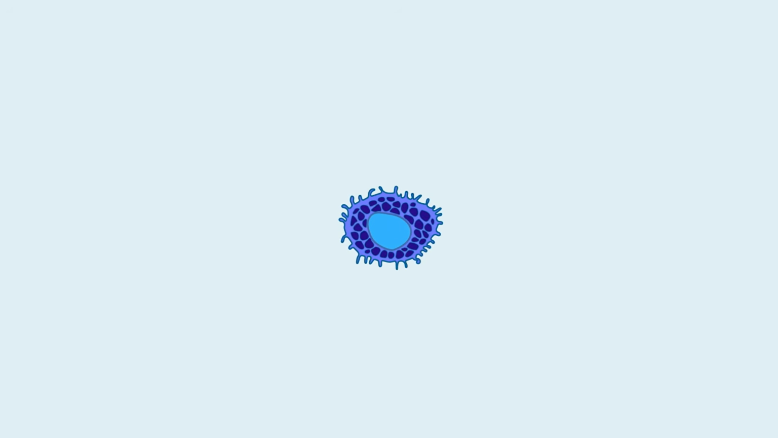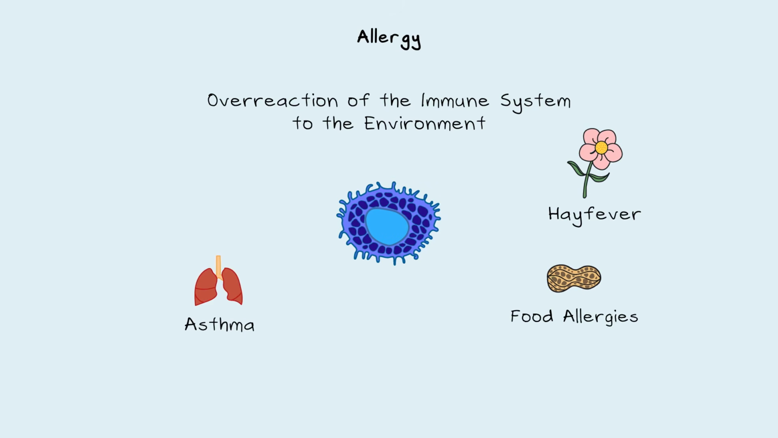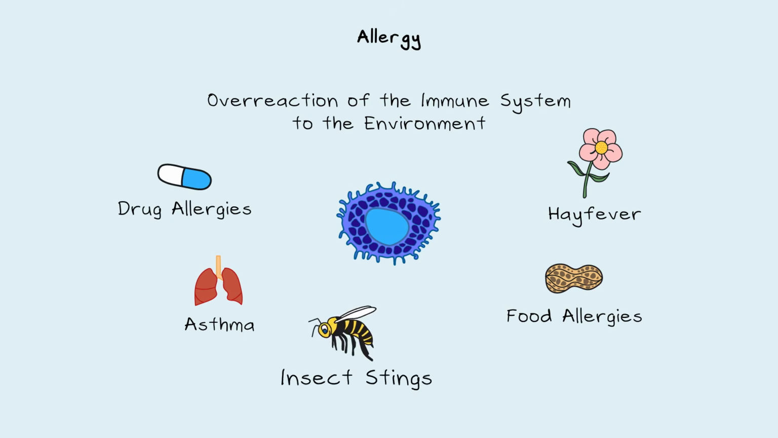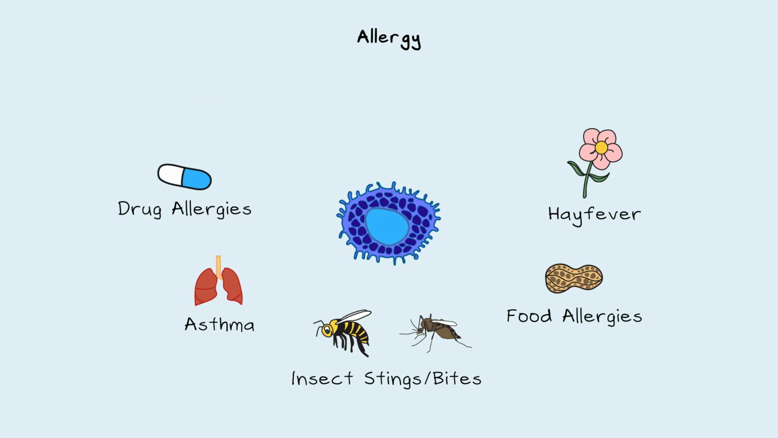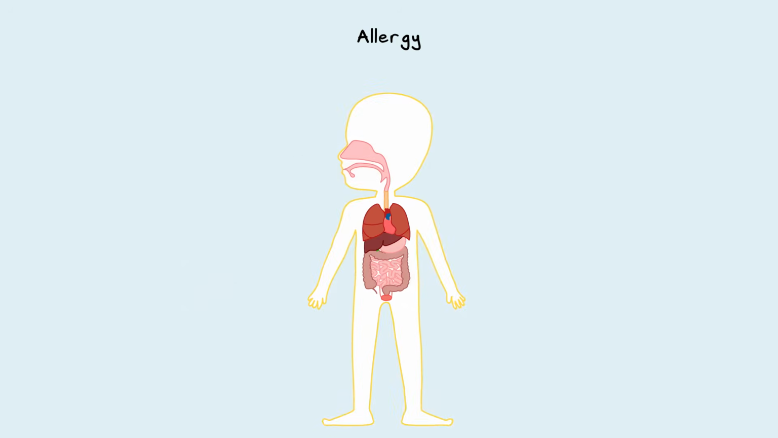But with so many granules ready to release at a moment's notice, it's easy to imagine how things can go wrong. An allergy is an overreaction of the immune system to the environment, and mast cells can cause many allergies, such as hayfever, asthma, food allergies, drug allergies, insect stings, and insect bites. Whether you develop any of these depends on both your genetics and the environment. So genetics alone is not enough.